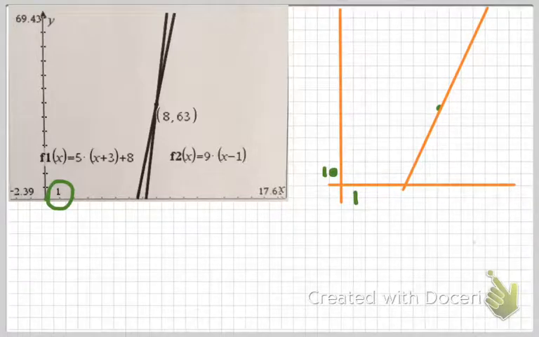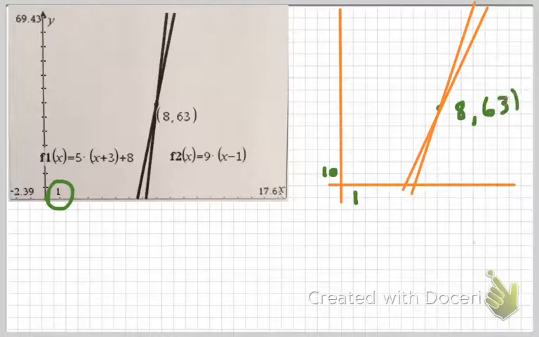So we'll go again, and again we start down here. Oops, that's not a good start. Let's try again. Just past the 7 and up through the line. So that way it looks like a decent approximation of what you saw on your calculator, and then of course you would record the 8, 63 as your point of intersection.